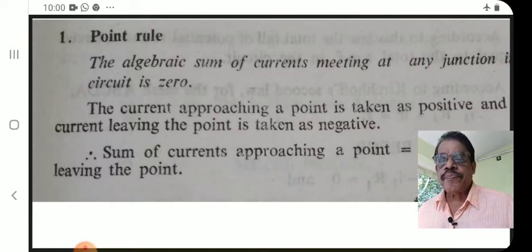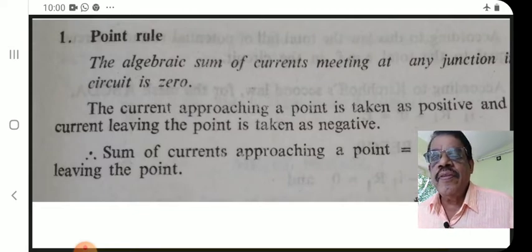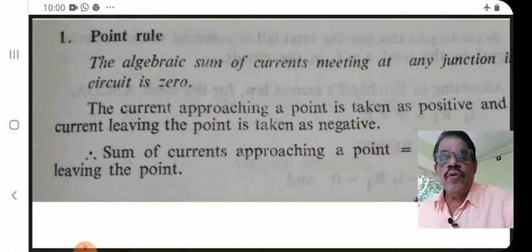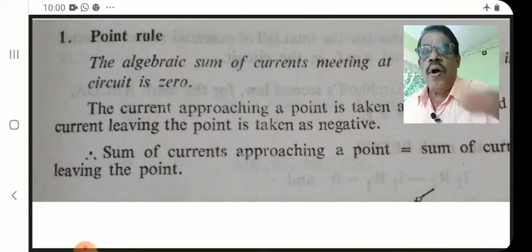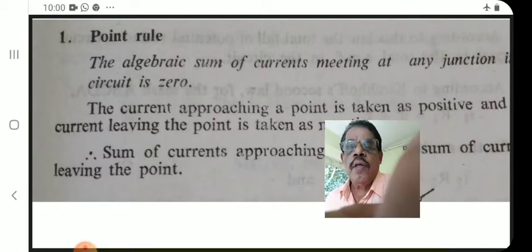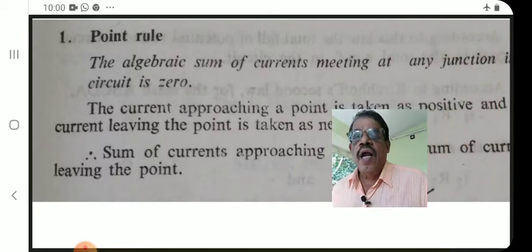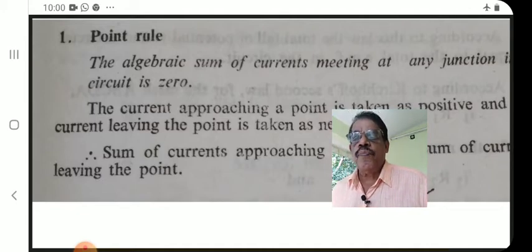The vector sum of the currents meeting at any junction in a circuit is zero. That is, the current approaching a point is taken as positive and the current leaving the point is taken as negative. Therefore, the sum of the currents approaching a point is equal to the sum of the currents leaving the point. Therefore, sigma I is equal to 0. That is Kirchhoff's first law.